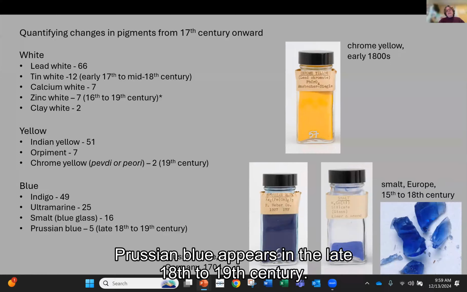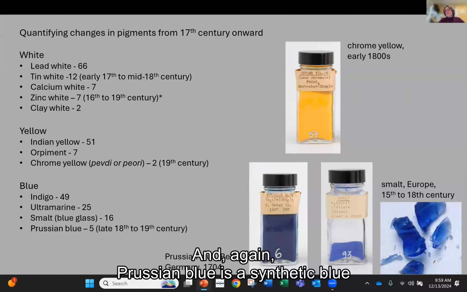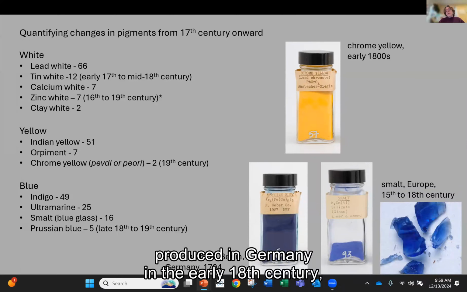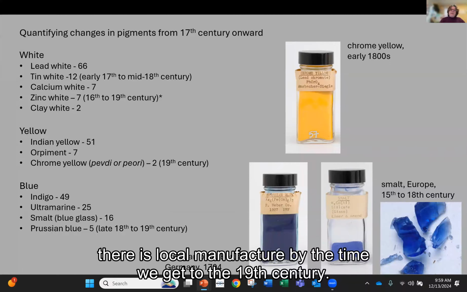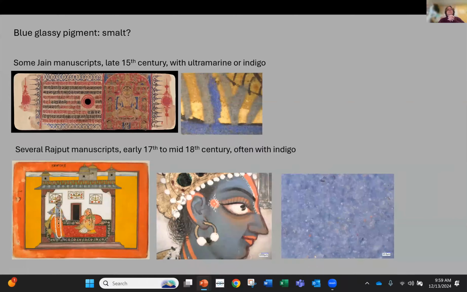Prussian blue appears in the late 18th to 19th century. And again, Prussian blue is a synthetic blue produced in Germany in the early 18th century, and then obviously has been imported, or even perhaps there is local manufacture by the time we get to the 19th century.